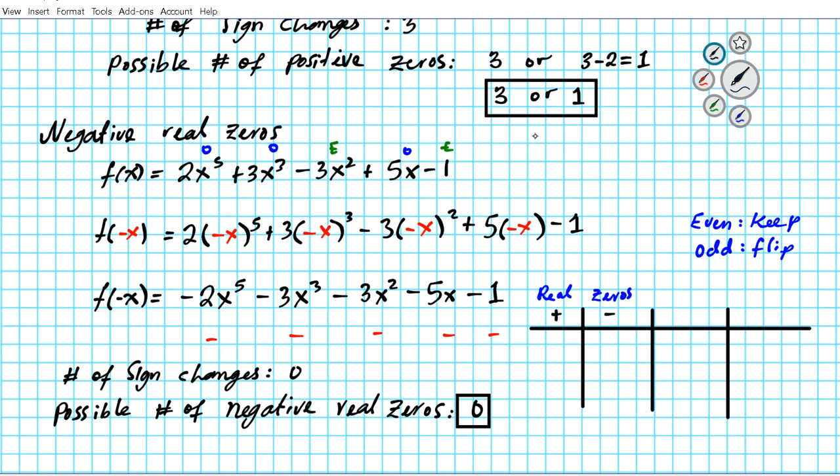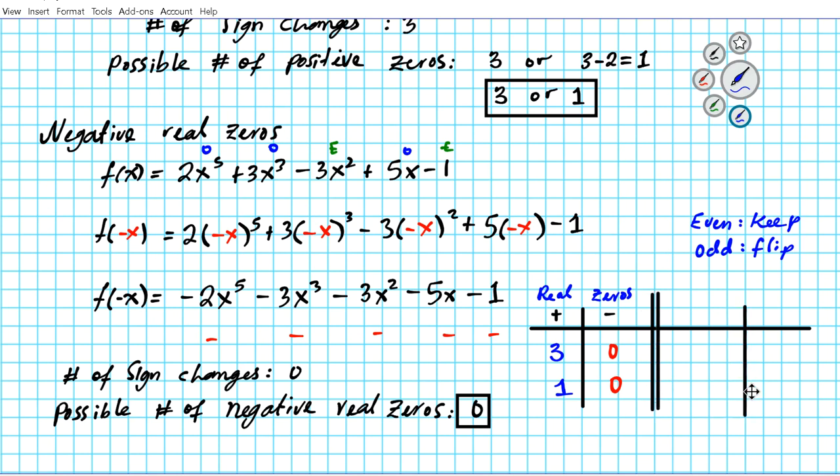All right, so in our solutions, we notice that there are no negative real zeros in this particular problem, so 0. But for positive, you could either have 3 positive real zeros, or you could have 1 positive real zero. All right, so your zeros could either be real, or guess what? They could be imaginary. Okay, so let's take a look at that.